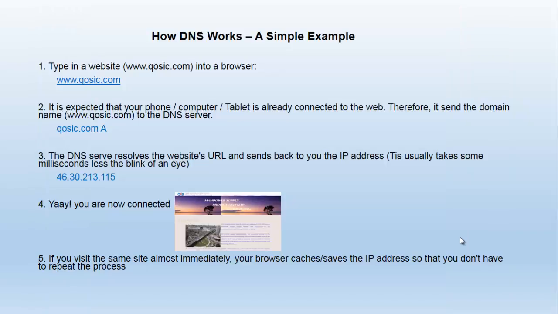What you see here is you type in a website called qosic.com into a browser. It is expected that your phone, computer, or tablet is already connected to the web. Therefore, it sends the domain name www.qosic.com to the DNS server. Now, it sends it in that format with an A record. So the DNS server resolves the website URL and sends back to you the IP address.